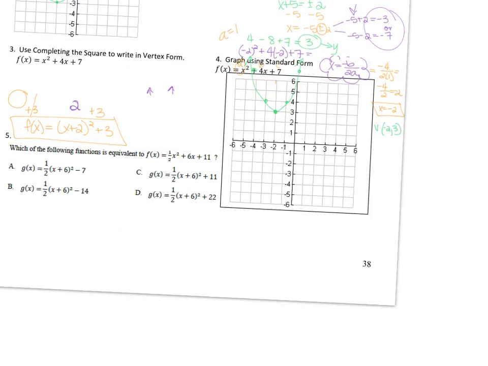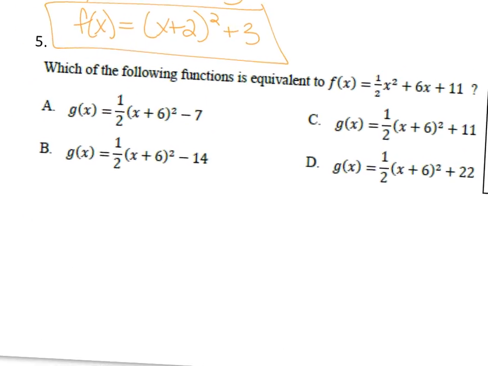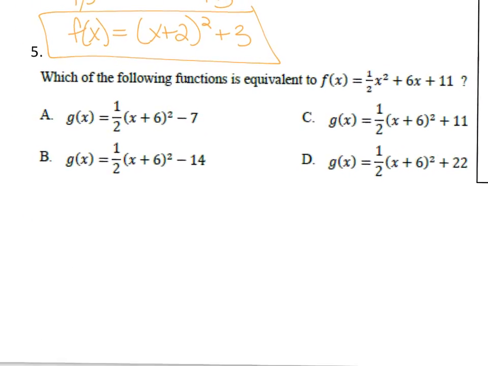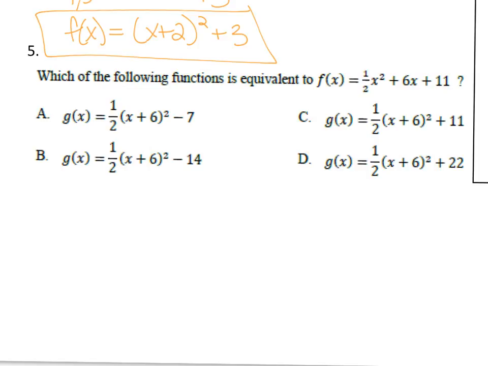Now, let's move on to number 5. Number 5, this is something you're definitely going to see in your test. It says, which of the following functions is equivalent to f of x equals 1/2 x squared plus 6x plus 11? All right, well, what I'm looking at, this is in standard form, is it not? This is in standard form, and then all of these are in vertex form.